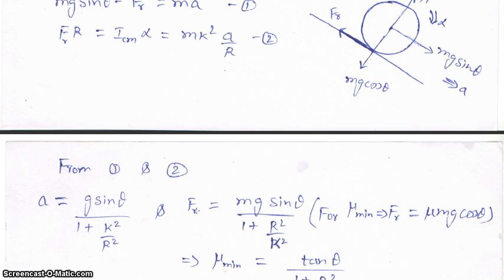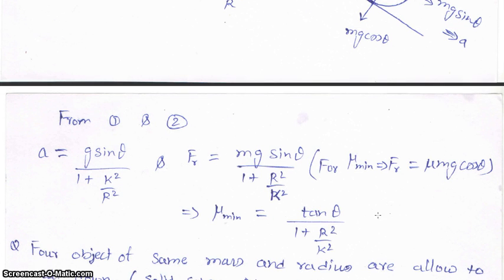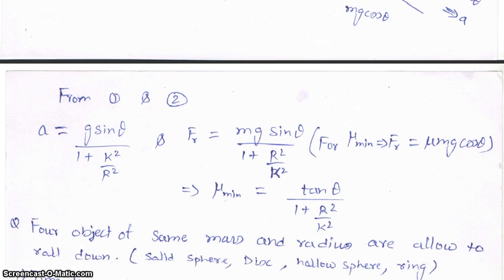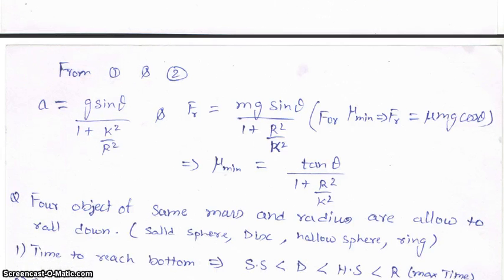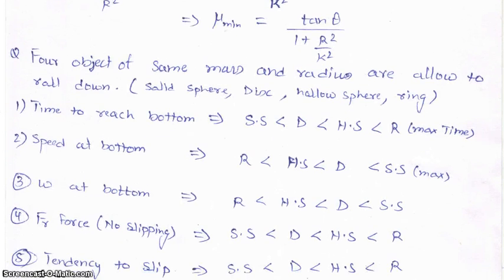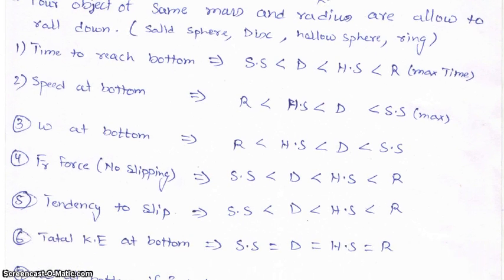So if we put friction as mu N and N is equal to mg cos theta, the minimum mu will come out to be like this. So remember the acceleration and minimum mu, or just a few observations, because especially in this problem, they don't ask you for the value of acceleration or minimum mu. They ask you just these questions, which I jotted down below this.